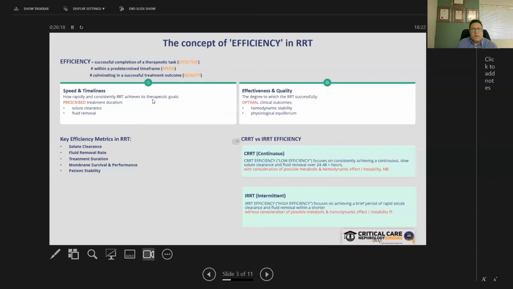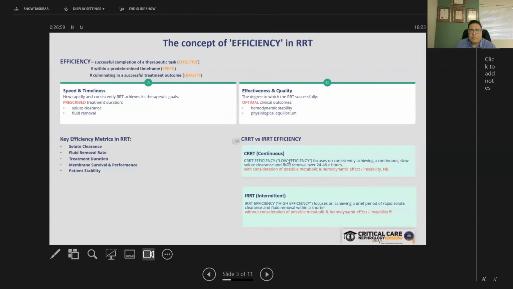So efficiency is really a mixture of how rapidly and consistently we are able to achieve renal replacement therapy with the prescribed goals of solute clearance and fluid removal. I've put the term prescribed treatment because with CRRT, we really should not be in a state where we hesitate about how long our therapy is able to last. And once again, we'll come back to the very important concept of using regional citrate anticoagulation as your most likely anticoagulant and therapeutic intervention that will allow you to, with accuracy, prescribe dialysis for a certain speed and certain length of time.